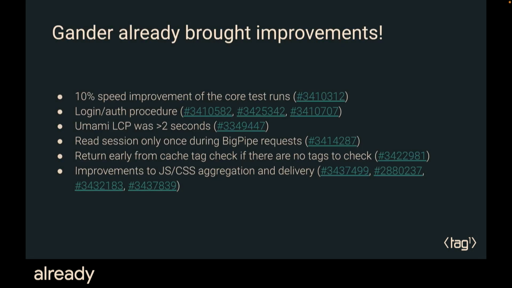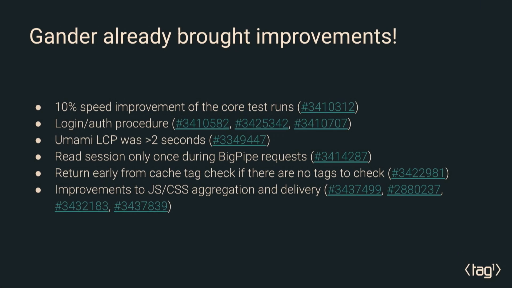Gander is not really old, but it already brought a lot of improvements to core. The biggest one improved the core test suite runs by 10%, which is huge considering how many test runs we have on a daily basis. So just with this improvement, it basically paid for itself. But we keep identifying more and more things that can be improved and adding performance stats for them so they are not reintroduced. Yeah, those are some of the issues.